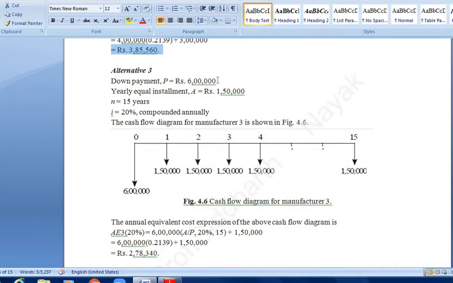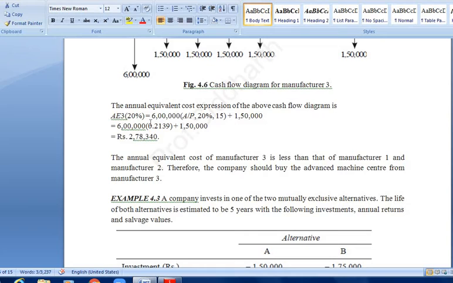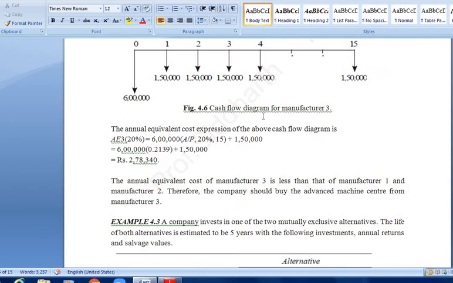Similarly for alternative 3, 6 lakh is the initial or down payment. After that the yearly payment is 1,50,000, with 15 years of installments. Finally, for alternative 3, we take 6 lakh to find A given P. So 0.2139 is the same, and 1,50,000, no need for conversion. So add that. Since this is cost dominated, we are taking all the values with the positive sign only. So ultimately you are getting 2,78,340.